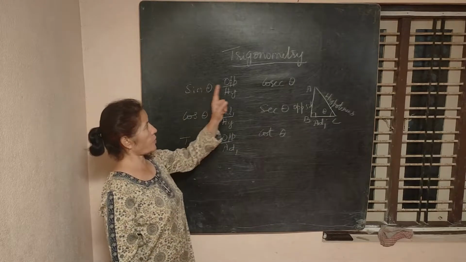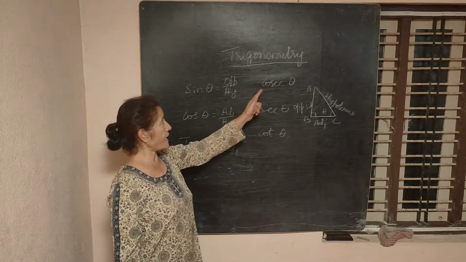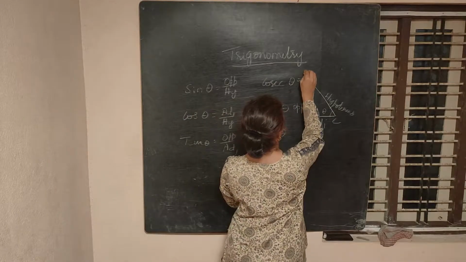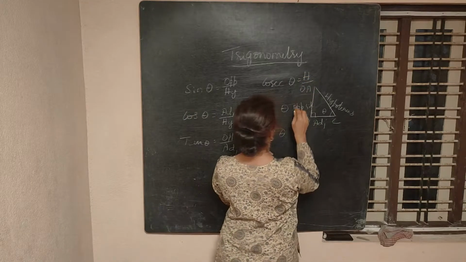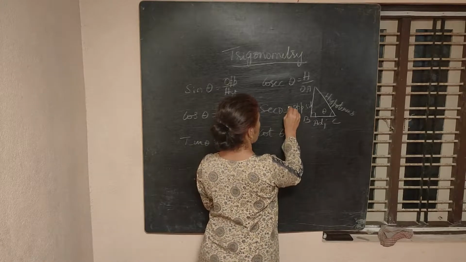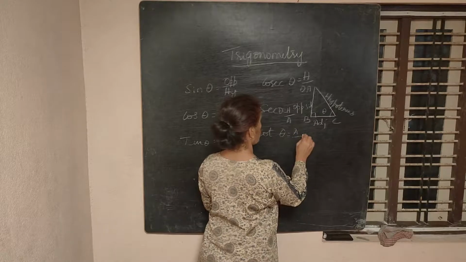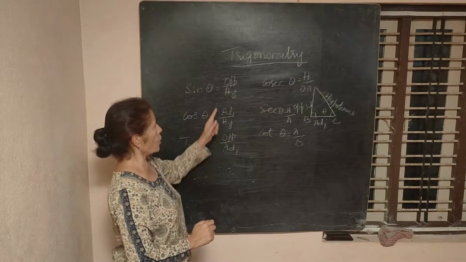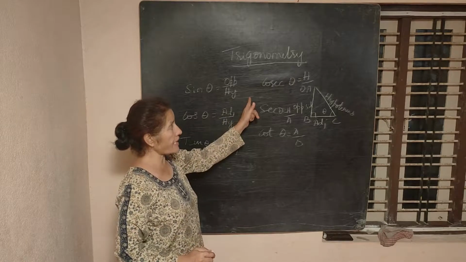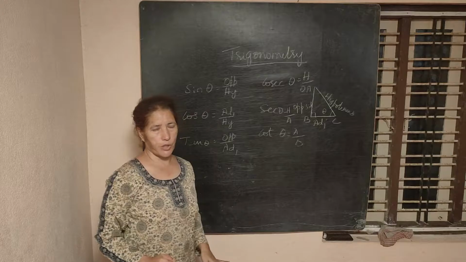Now what about cosecant theta? Why did I write it down here? Cosecant theta is just the reciprocal of sin theta. What is that then? HO. What is secant theta? Secant theta is HA. What is cot theta? AO. So if it is OH, AH, OA, this one is HO, HA and AO.